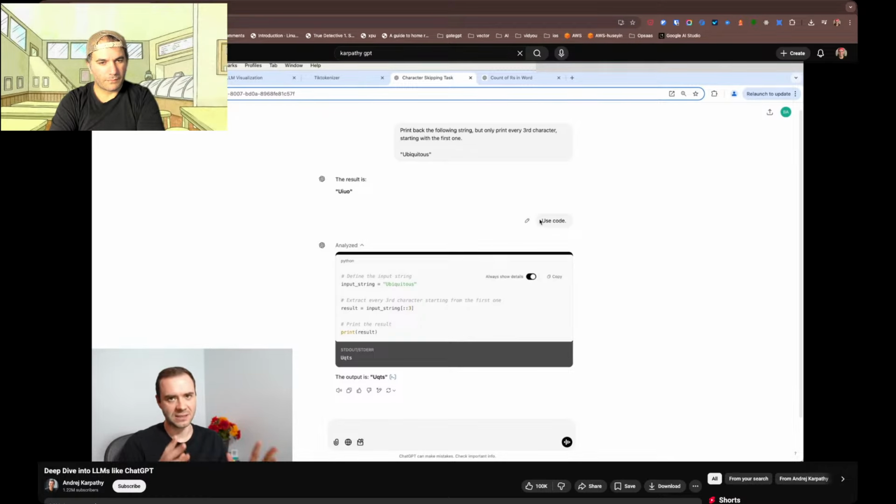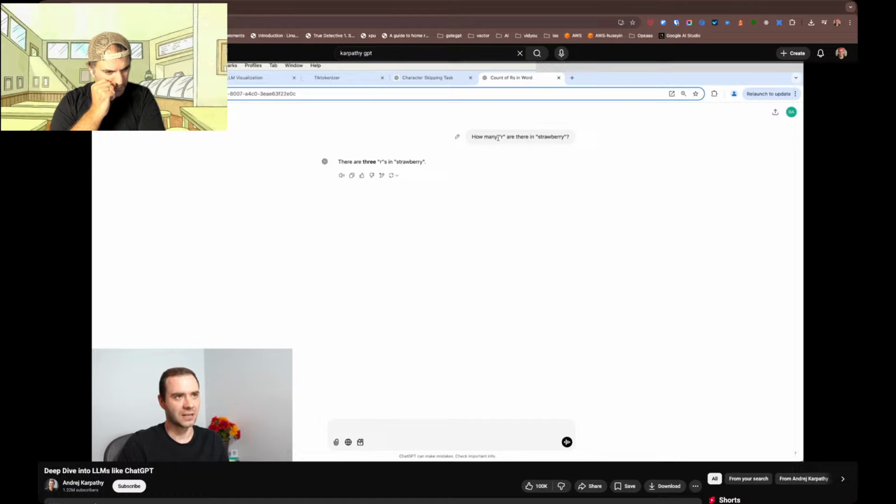A very famous example of that recently is how many R are there in strawberry? And this went viral many times. And basically the models now get it correct. They say there are 3 R's in strawberry, but for a very long time, all the state-of-the-art models would insist that there are only 2 R's in strawberry.